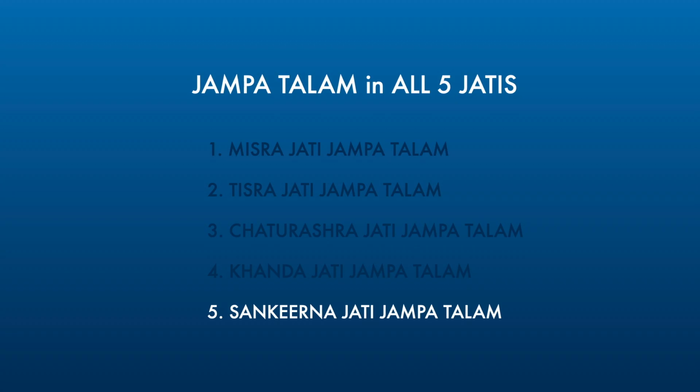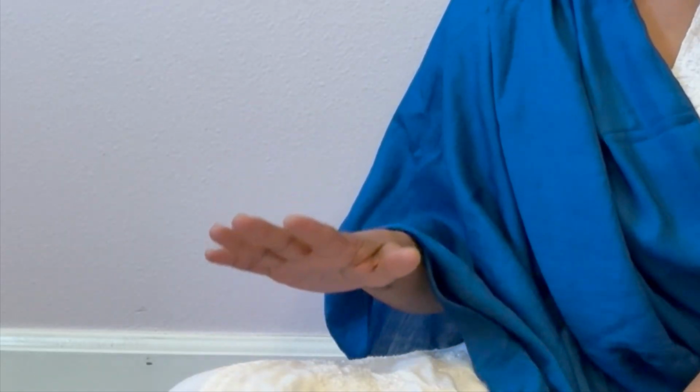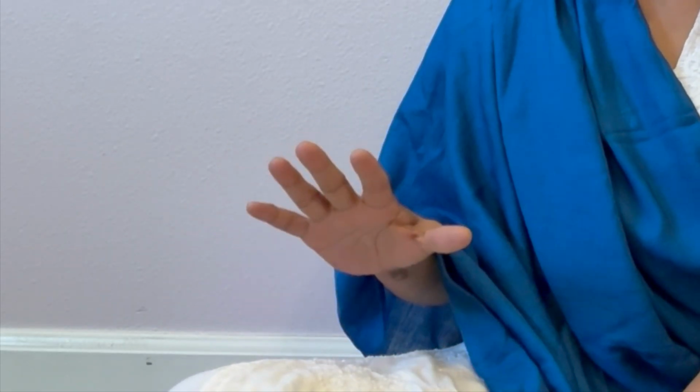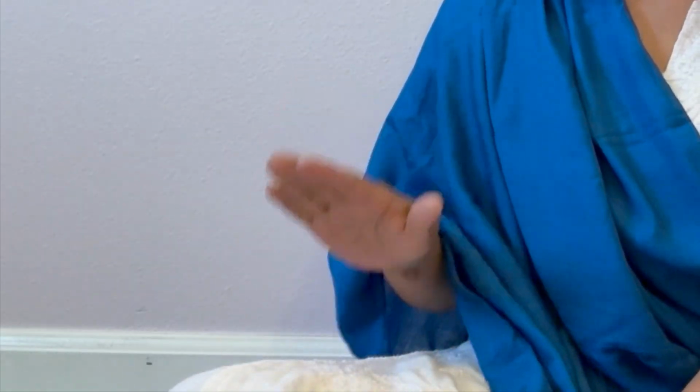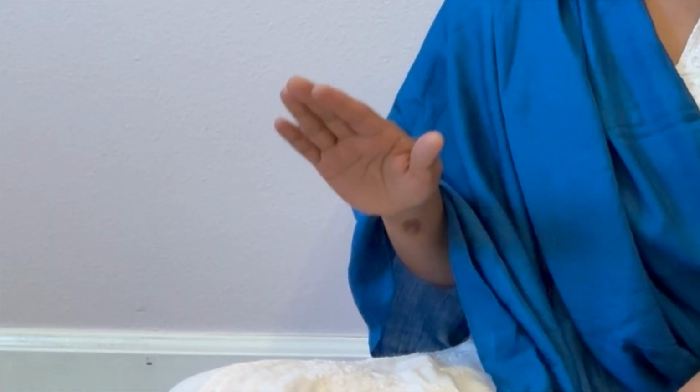And then finally we have the Sankeerna Jati Jampa Talam. Sankeerna means 9 in the laghu. So it goes like this. 1, 2, 3, 4, 5, 6, 7, 8, 9, 10, 11, 12. And the pattern goes like this.